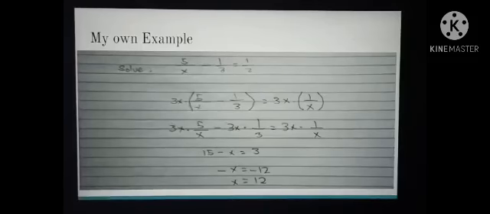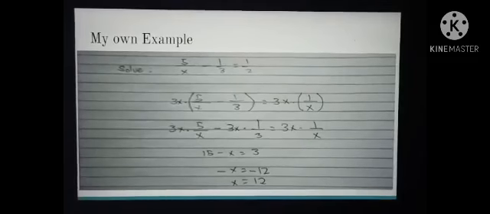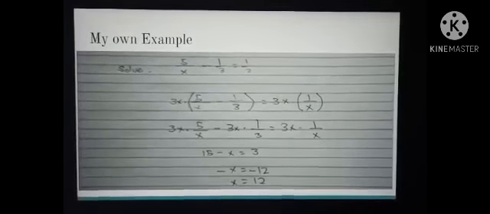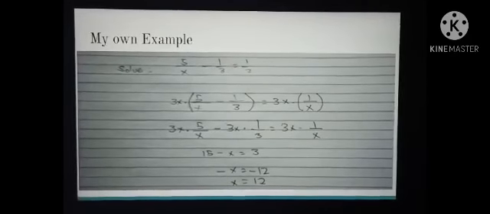In my example, solve 5 over x minus 1 over 3 equals 1 over x. Now, the first thing you're going to do is multiply both sides by the LCD. Then, you distribute, then you simplify. 3x times (5 over x minus 1 over 3) equals 3x times (1 over x). Now 3x times 5 over x minus 3x times 1 over 3 equals 3x times 1 over x.